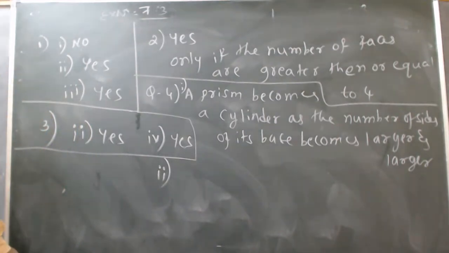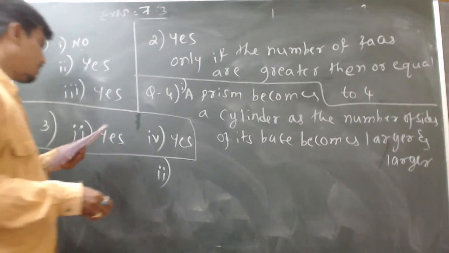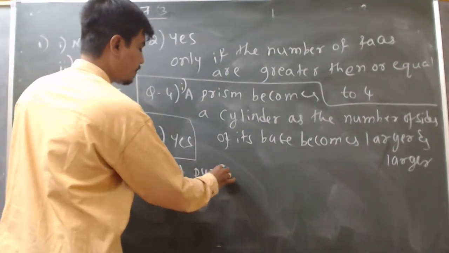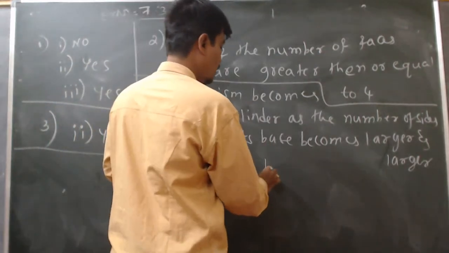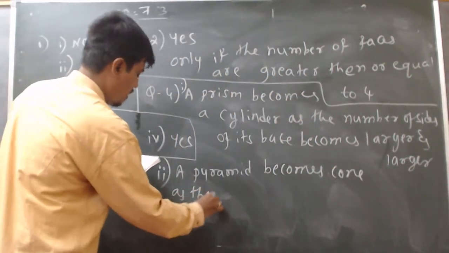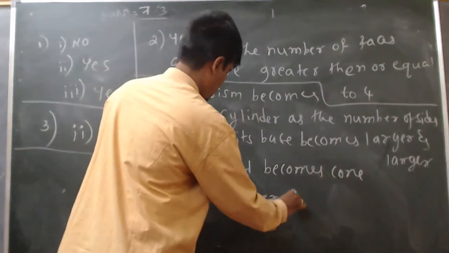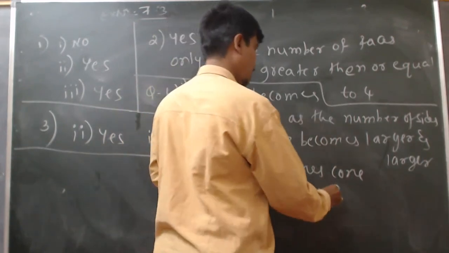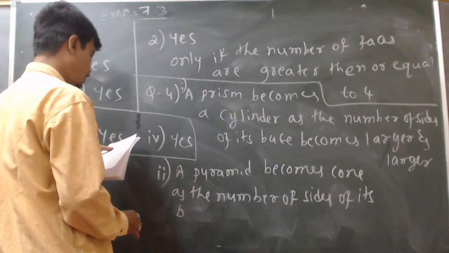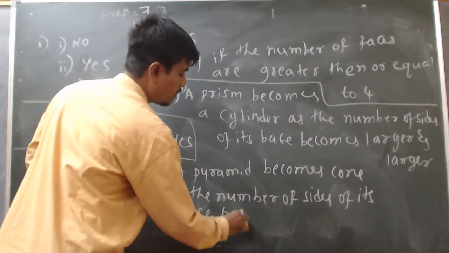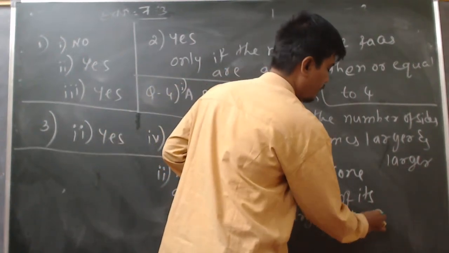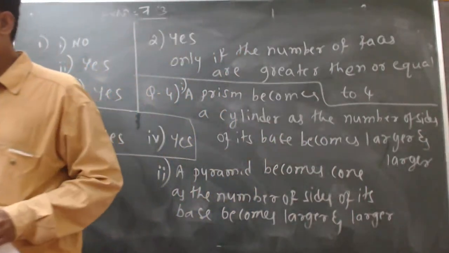Second question. How are pyramids and cones alike? The answer is, a pyramid becomes a cone as the number of sides of its base becomes larger and larger.